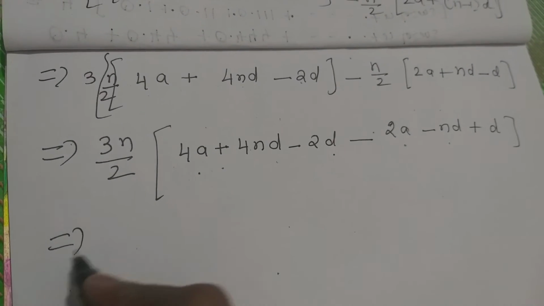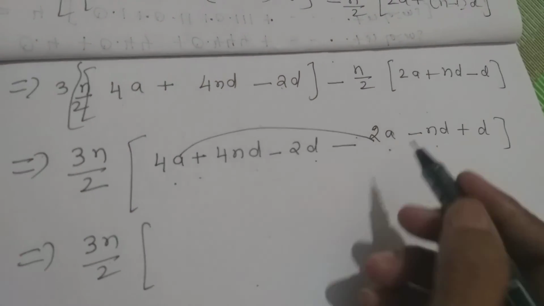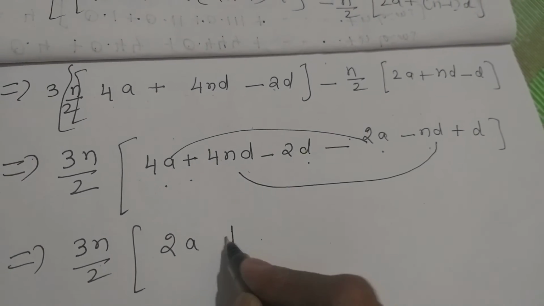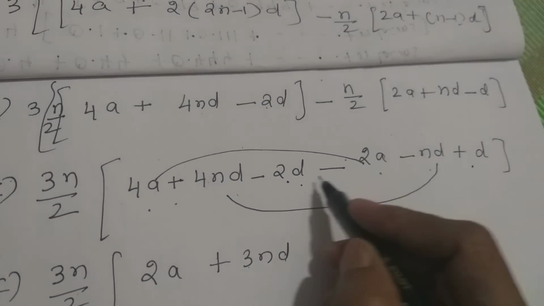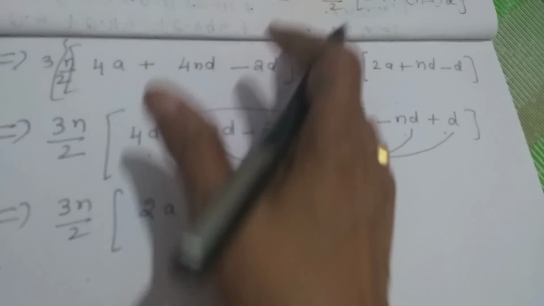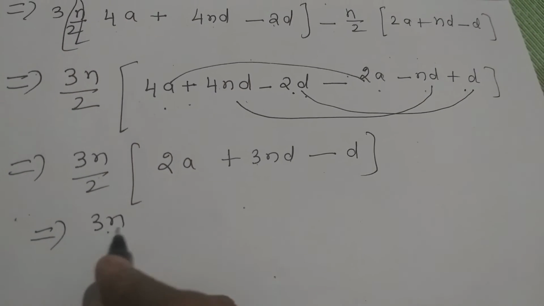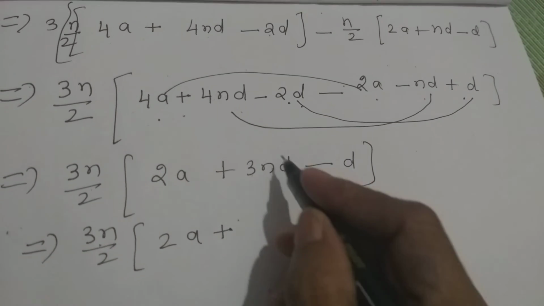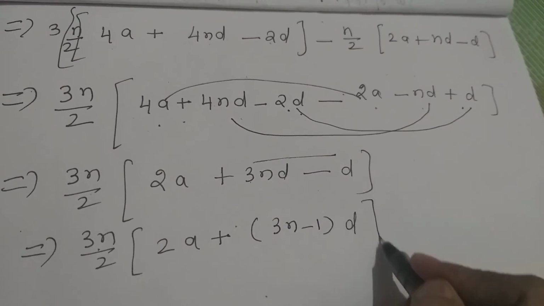Okay. This is equal to 3n by 2. 4a minus 2a is 2a. 4nd minus nd is 3nd. What is remaining here? Minus 2d plus d is minus d. So like terms here, subtracting or adding whatever is applicable, we are doing. So this can be written as 2a plus, d is common for these two terms. Take it out. So 3n minus 1 into d we are getting.